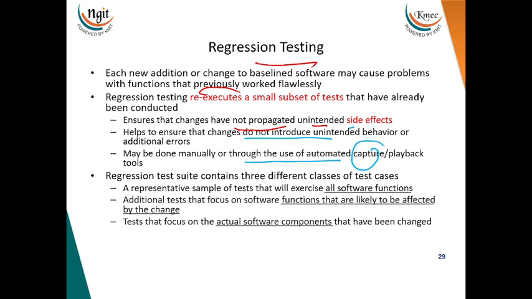Correct? A regression test suite contains three different classes of test cases. A representative sample of tests will be executed at all software levels. Correct? This is a major part of regression testing. Here we re-execute a small subset of the tests and the whole process.